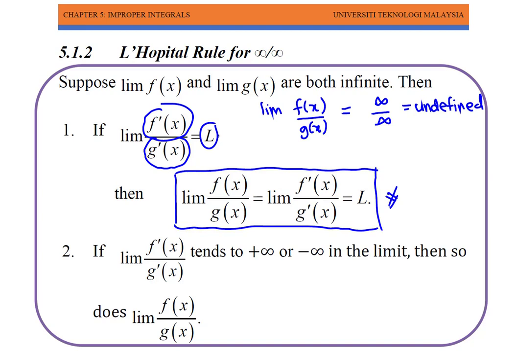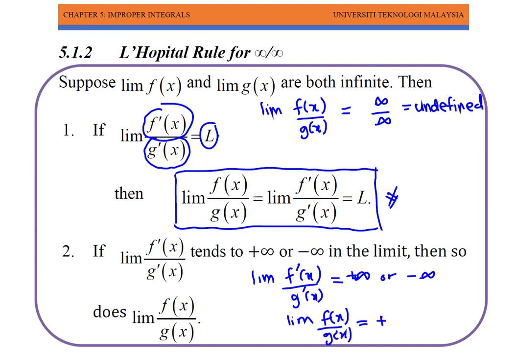The second case: if you get the limit of f prime x divided by g prime x equal to plus infinity or negative infinity, then the limit of f(x) divided by g(x) is equal to positive infinity or negative infinity.